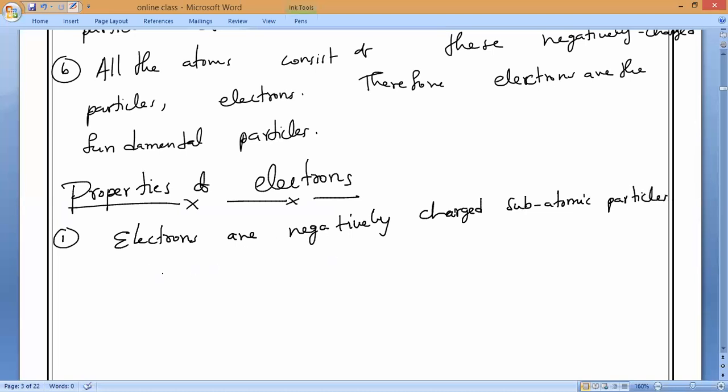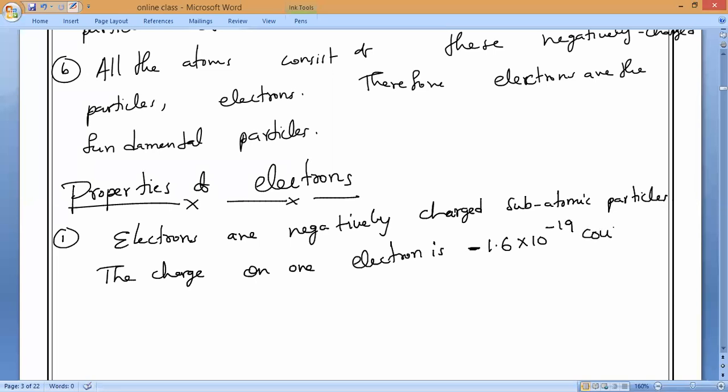What is the charge of one electron? Anybody? Just now I told you. Charge of one electron, everyone. So 1.60, please remember, it is negative. So basically we'll never represent the minus, but you can write it exactly: 1.6 into 10 power minus 19 coulomb.